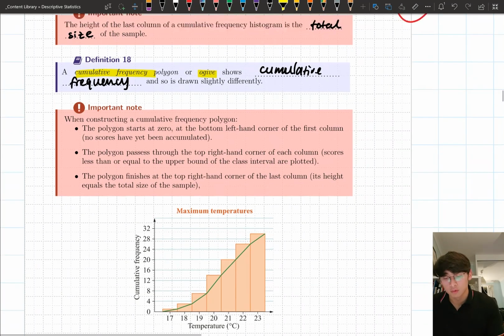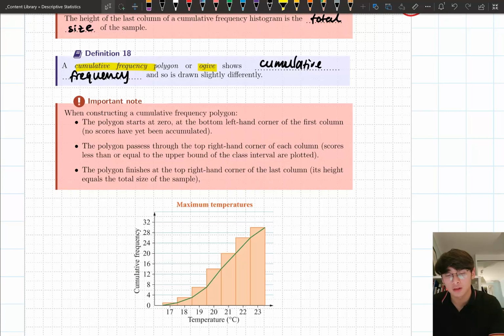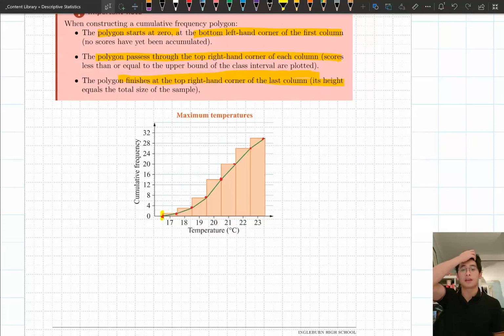So here there are a few rules that we're going to follow. When we're constructing a cumulative frequency polygon, the polygon starts at 0 at the bottom left-hand corner of the first column. If you have a look here, it starts at the bottom left-hand corner of that 17 column. The polygon then passes through the top right-hand corner of each of the columns, and it finishes at the top right-hand corner of the last column. So its height is equal to the total size of the sample.